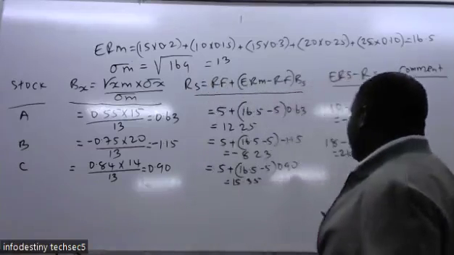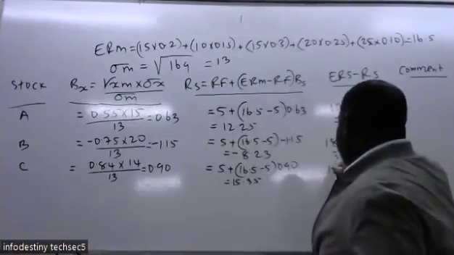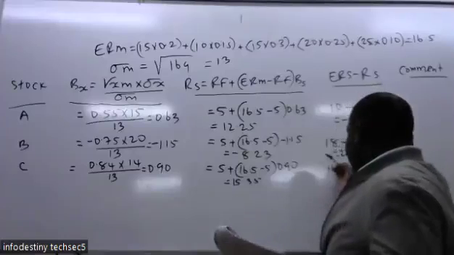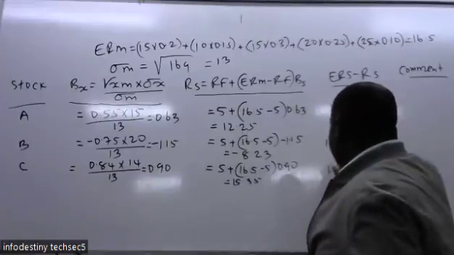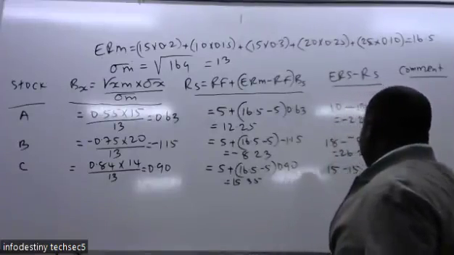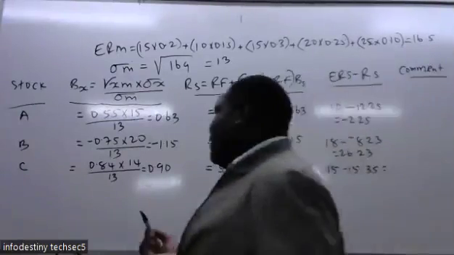Then this one we also check. What you are given is 15. So it is 15 minus 15 point something. So even this one is inefficient, inefficient or overvalued because it is negative. So we also check stock D.